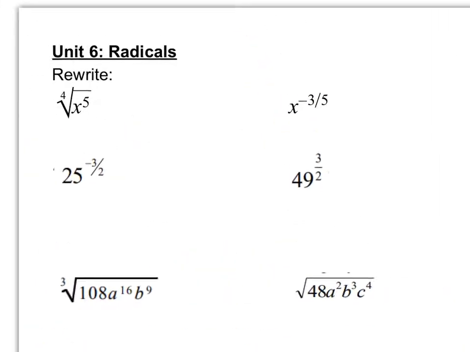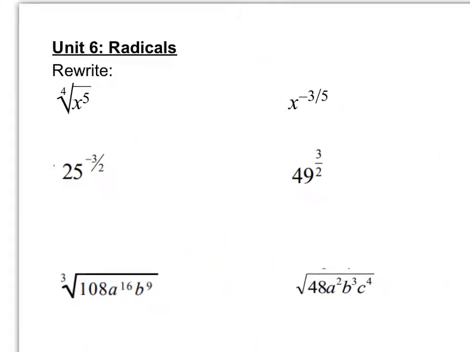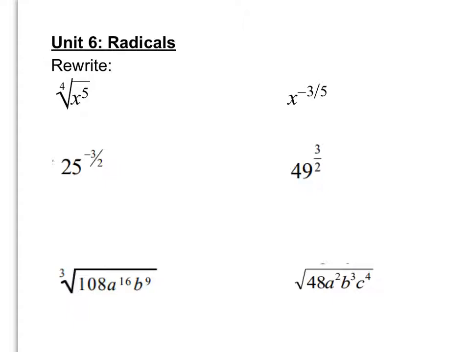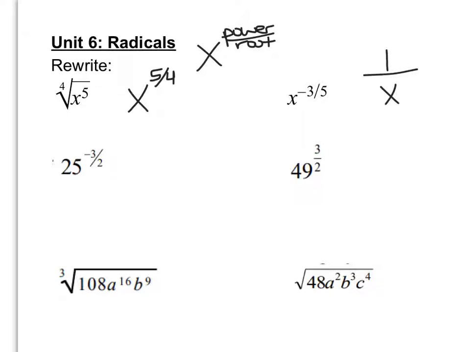Overall, we're doing well with rewriting and simplifying our radicals. So what you need to remember for this is that x is to the power over root. Roots go in the ground. So my base in the first problem is x, my power is 5, and my root is 4. When I have a negative exponent, that means it needs to go in the denominator. So 1 over x, power is 3, root is 5.